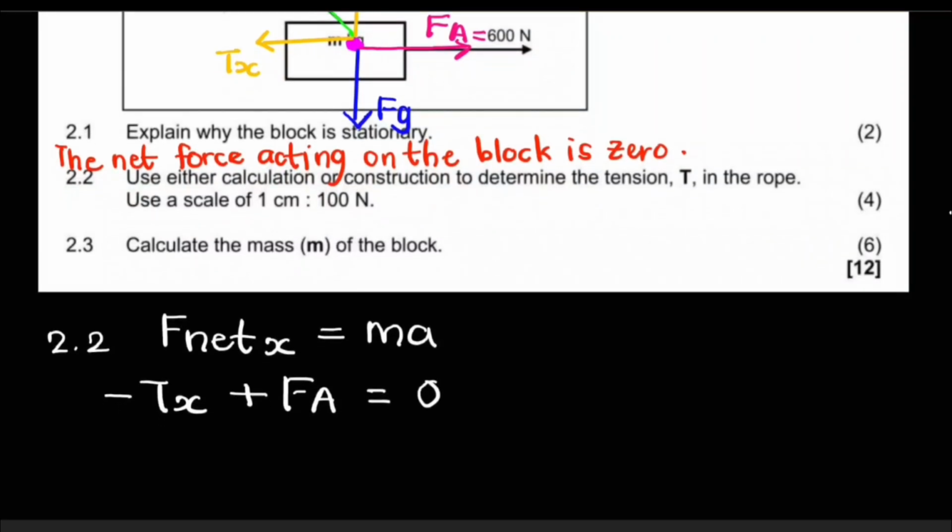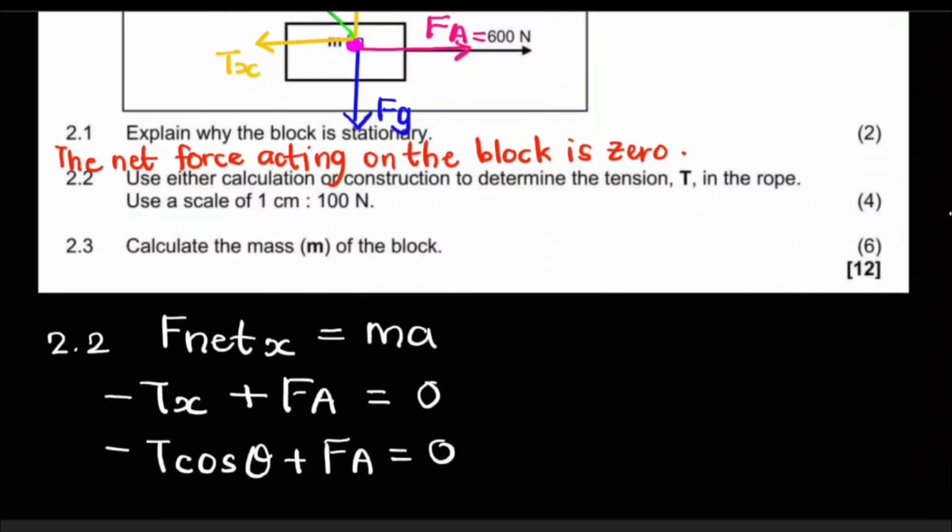In the next step, I'm going to further expand. We know that Tx is T cos theta. And then we have force applied. Now let's substitute. So here's the thing. When we substitute, we are making T the subject of the formula. So we're solving for T.